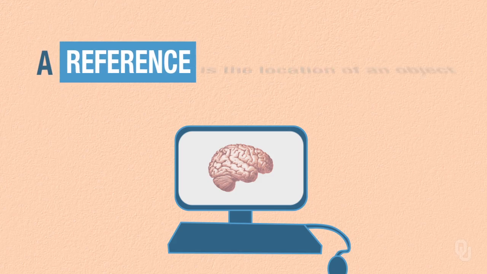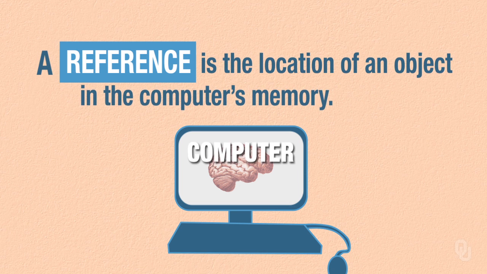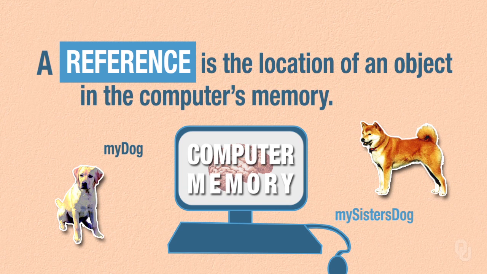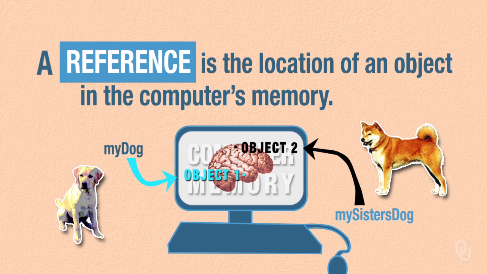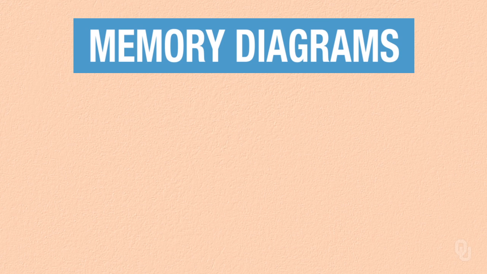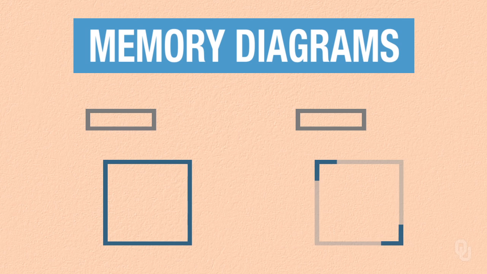The variables myDog and mySistersDog are String references. A reference is the location of an object in the computer's memory. So myDog and mySistersDog contain different references because they refer to different objects. We draw pictures of these objects using memory diagrams. The references get an empty box. The objects get their own box with the name of the class for the object at the top.